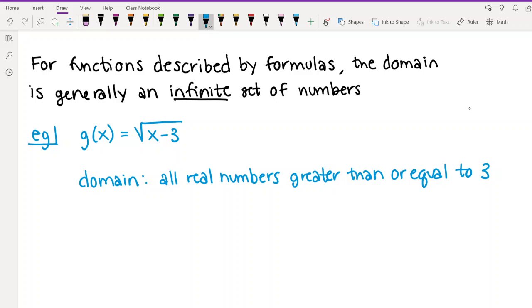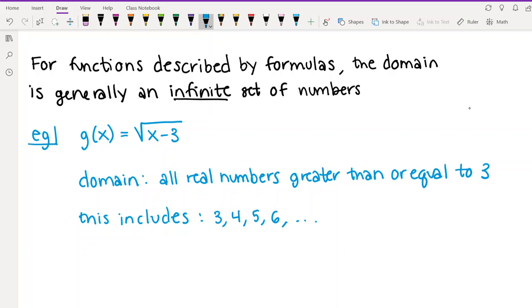Okay, so what do I mean when I say that this is an infinite set of numbers? The set of all real numbers greater than or equal to 3 is an infinite set of numbers. So what do I mean by that? Well, if you think about all the numbers greater than or equal to 3, there's a lot of them, right? If you're brainstorming some numbers that are greater than or equal to 3, you might think of 3, 4, 5, 6, etc. You might just think of those nice, clean integers.